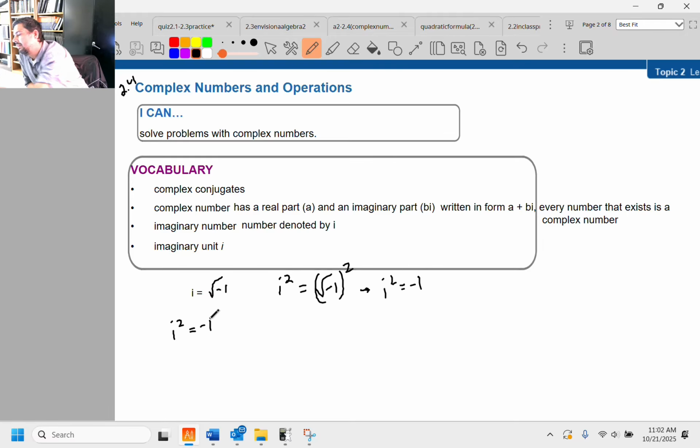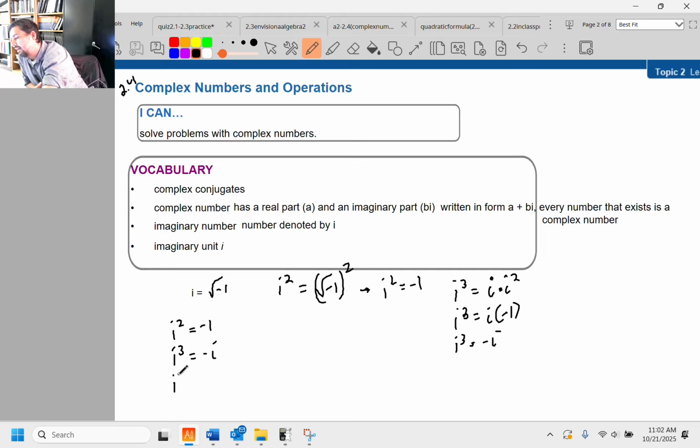There's some other ones here. I'd like to know what i cubed is. I need you to understand that i cubed is simply i times i squared. That's all she is, nothing more. And I just learned that i squared was a negative 1. So i cubed ends up being negative i.